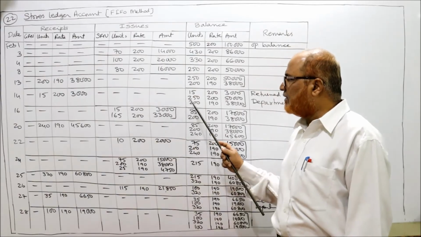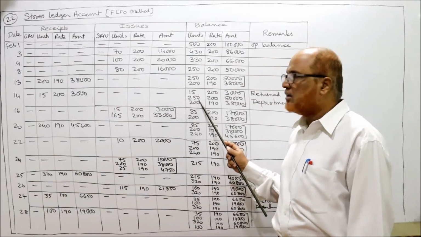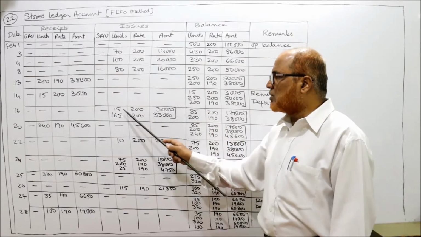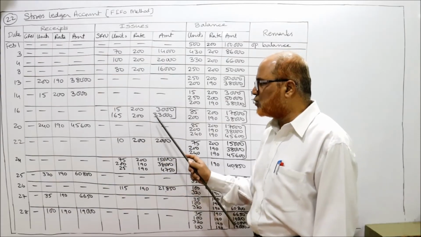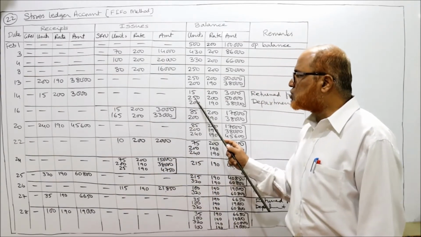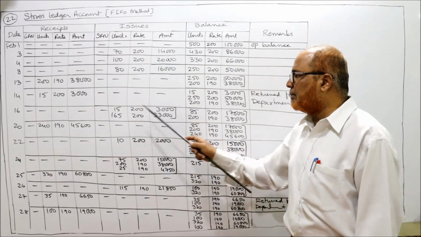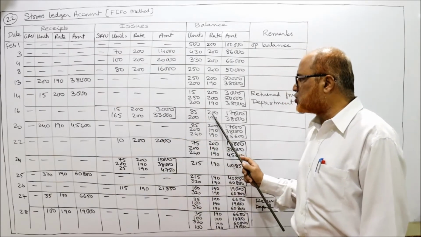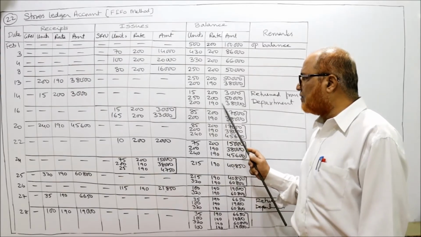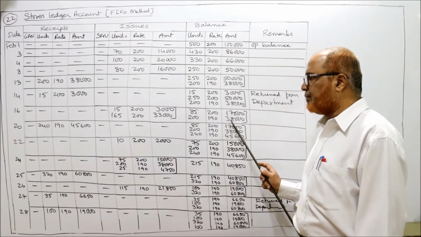This 165 I will issue from this 250 tons. At what rate? 200. So 15 at 200 is 3,000, and 165 at 200 is 33,000. So out of this 250, 165 gone. So remaining 85, 250 minus 165, 85 tons at 200 rupees. Last 200, 190, 38,000. Same.